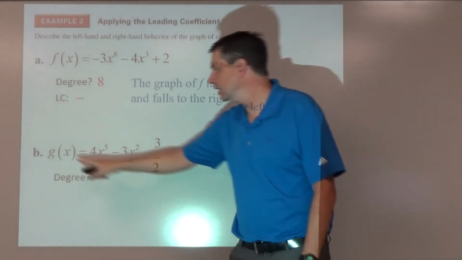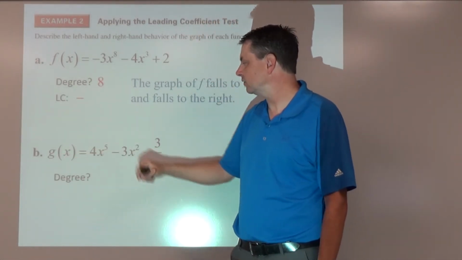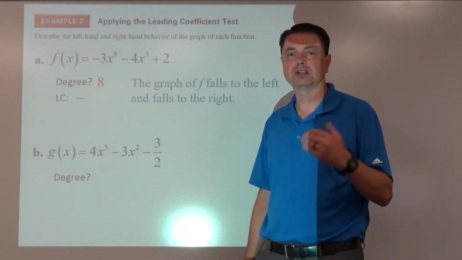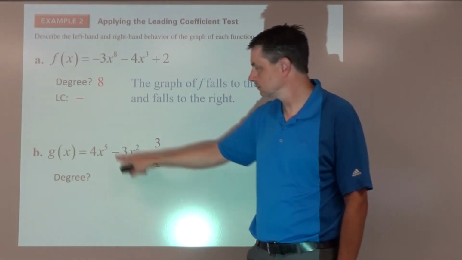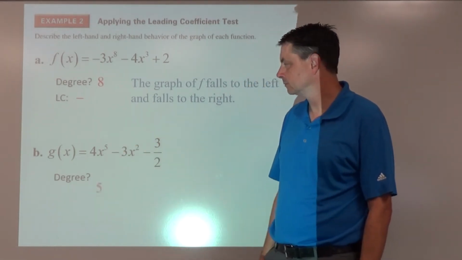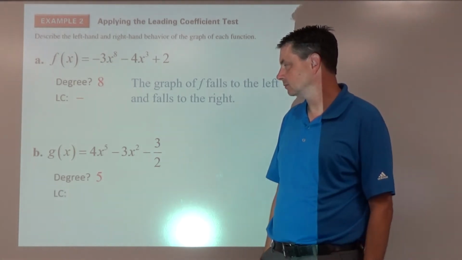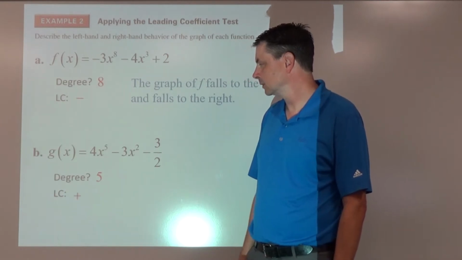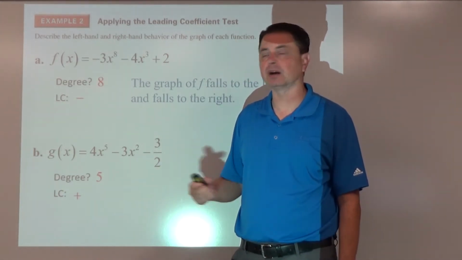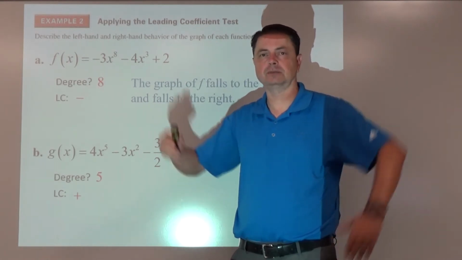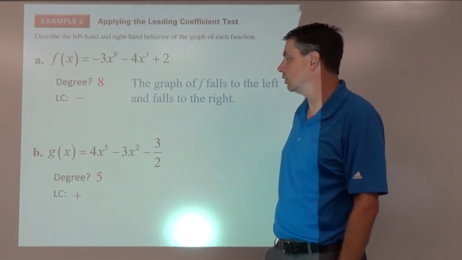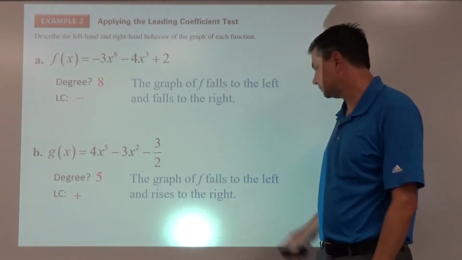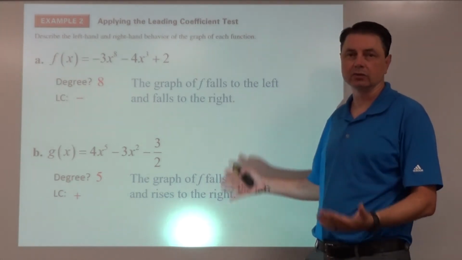All right, part B. G of x equals 4x to the 5th power minus 3x squared minus 3 halves. What's the degree? 5. What's the leading coefficient? Positive. So we have an odd degree like the x cubed parent function, positive, no reflection, starts low, ends high, or falls to the left, rises to the right. So that's how you answer those.